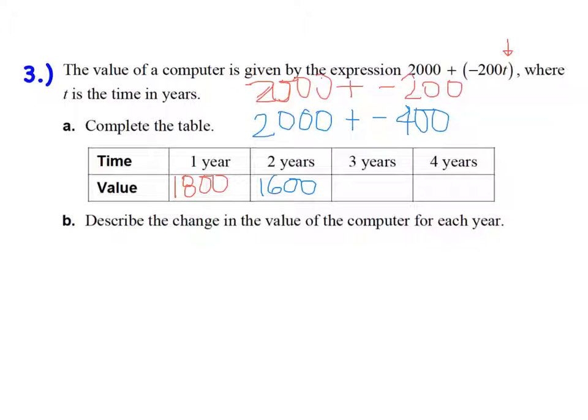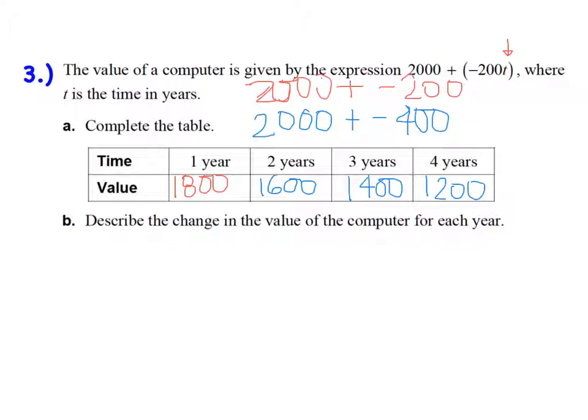Now, we can keep writing an expression and evaluating it, or we can notice the pattern in our problem. For every year we're subtracting 200, so it's decreasing by 200 each year. So we can just use that pattern to finish filling in the table as well. So 3 years would be 1,400. And after 4 years, it would be 1,200.